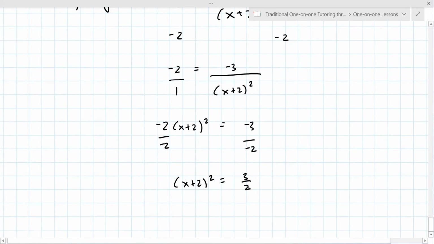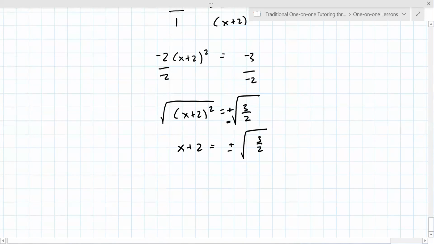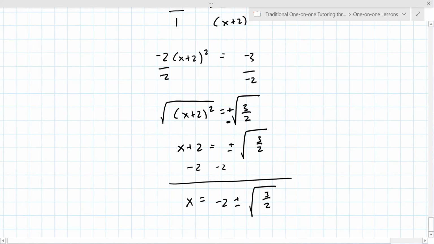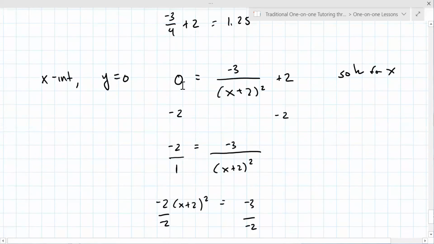Okay, and then now to undo the square, you have to take the square root of both sides. But it's plus or minus when you take the square root. So it's x plus 2 equals plus or minus the square root of 3/2. And then you subtract 2 from both sides. So x equals -2 plus or minus the square root of 3/2. You probably have no idea where those points are. Yeah, no.